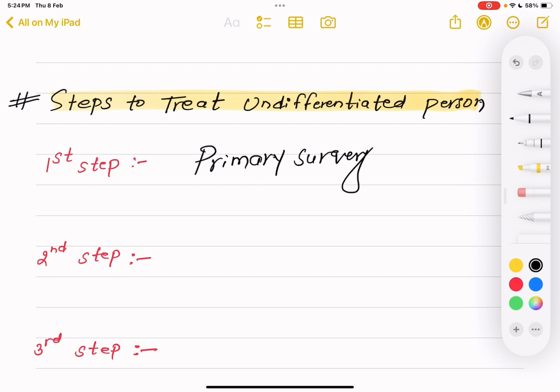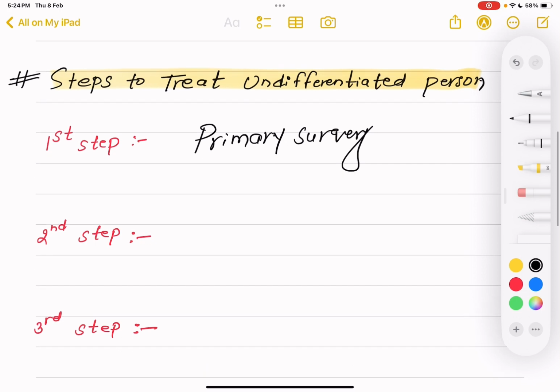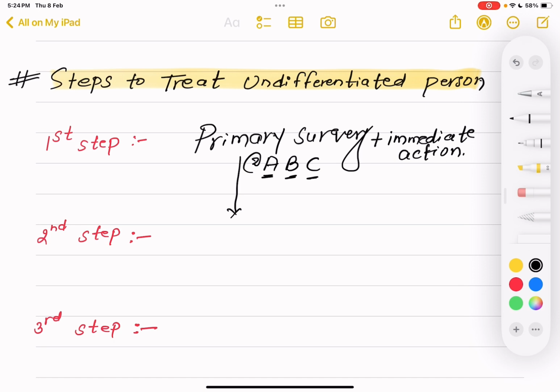So step 1 is the primary survey plus immediate action. In the primary survey, what shall we do? We'll be doing ABC. That is airway, breathing, and C stands for circulation.